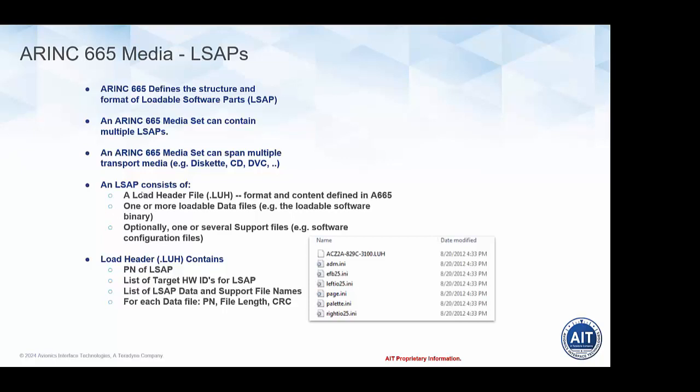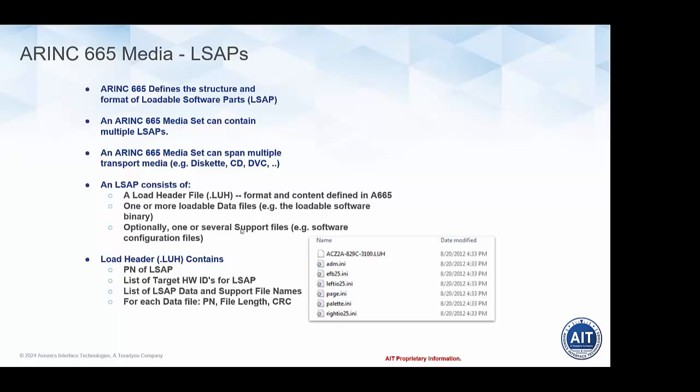An LSP consists of a header file. That header file's format is defined in ARINC615. Really what that header file contains is the part number of the loadable software part, and then a digest, which is basically the name of each of the files that part consists of. And for each of those component files, it has the file length, the part number of the file, and then also a CRC that's calculated over that file.